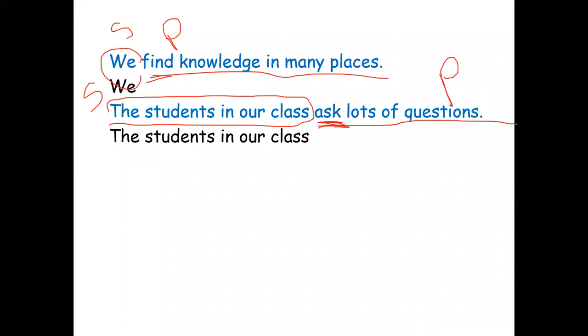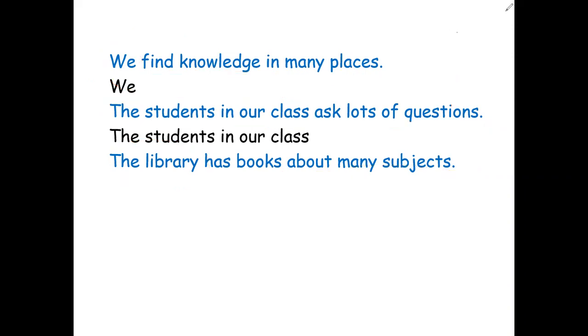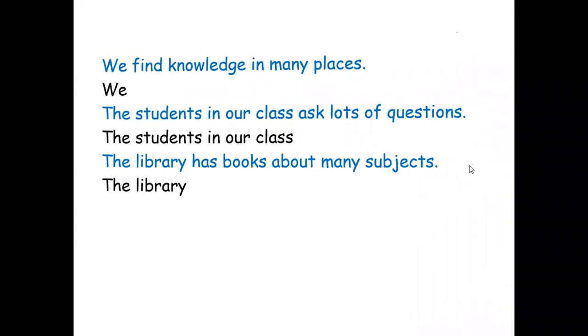So the first part of the sentence is the subject, and the second part is the predicate. Not all the time, but most of the time, or often. Okay. Here, the library has books about many subjects. Whom is the sentence about? It's about the library, or what, not who. What about the library? It has books about many subjects. This is the predicate. So the library is the subject.